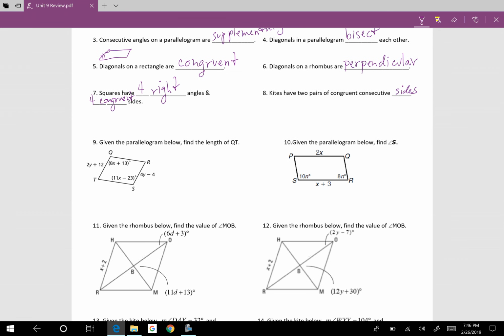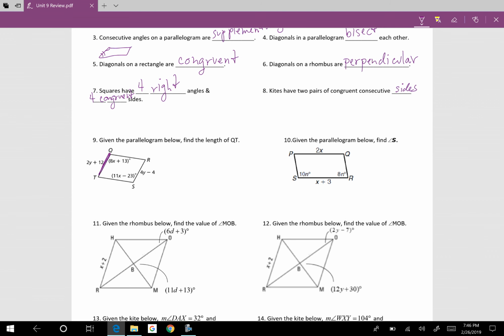All right, given the parallelogram below, find the length of QT. So we're trying to find this side right here. So this is a parallelogram. So I know that my opposite sides are congruent. So 2y plus 12 should be equal to 4y minus 4. So now we just solve. Minus 2y, minus 2y. So 12 is equal to 2y minus 4. Add 4 to each side. 16 is equal to 2y. Divide by 2. So y equals 8.